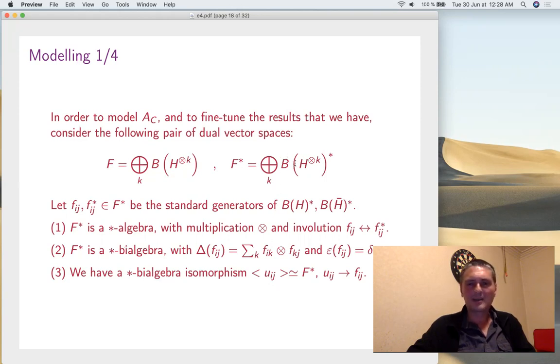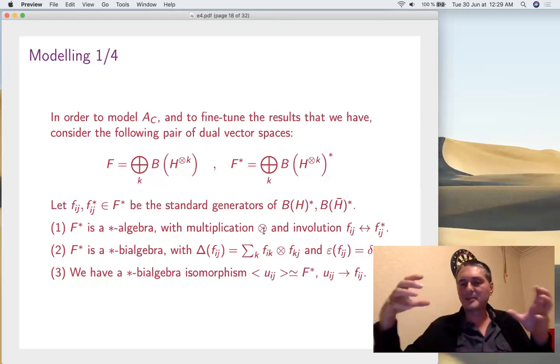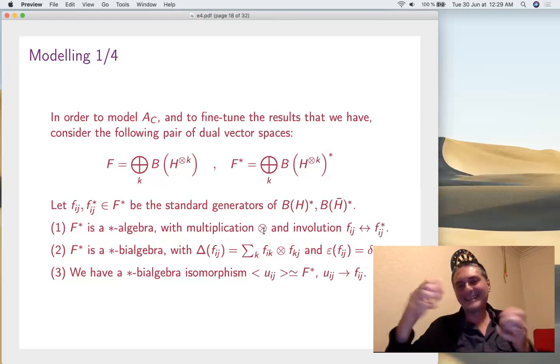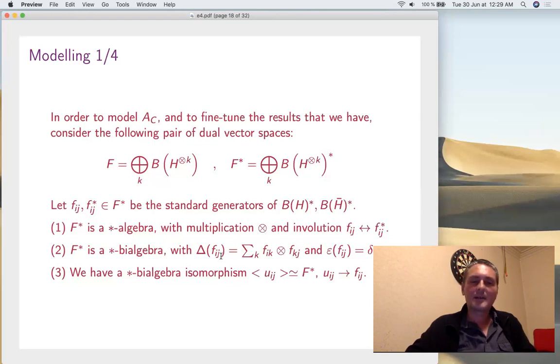Okay, so F star, I'm very interested in F star for some technical reasons. Better to do it like this, believe me. So first, on this, yeah, it's a star algebra. So multiplication, just multiply the tensors, okay? And the involution is the involution. Now, we have delta and epsilon given by the usual formulas, right?